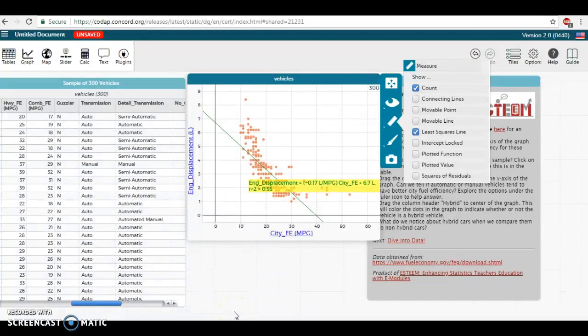I hope this helped you learn a little bit more about the relationship between city miles per gallon and engine displacement. I know I definitely learned that the higher the engine displacement, the lower the city miles per gallon. So if you are trying to find a vehicle and save on gas, it looks like you should be looking for a vehicle with a lower engine displacement.